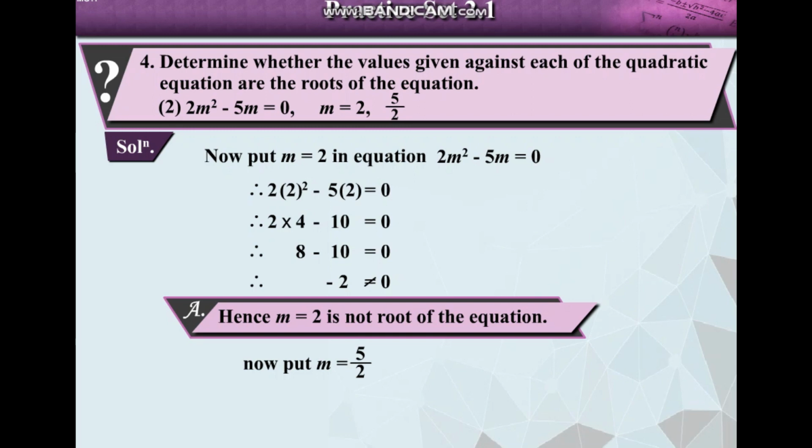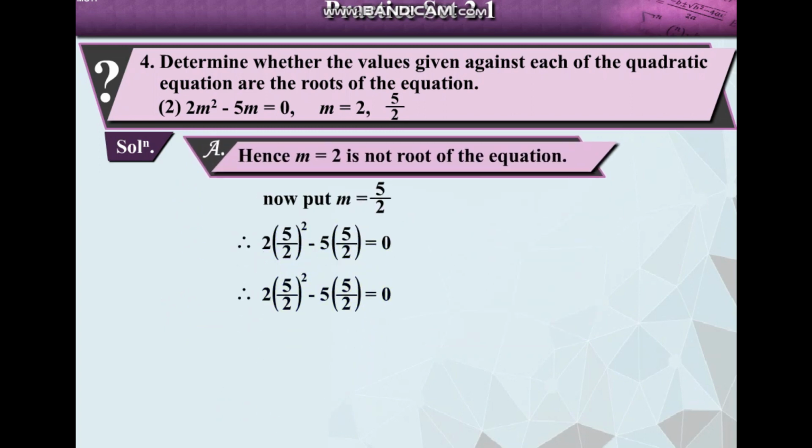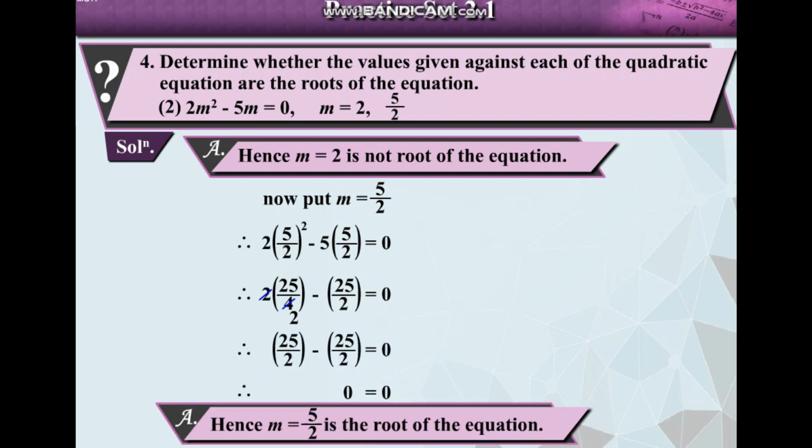Now put m is equal to 5 upon 2. Therefore, 2 multiplied by (5 upon 2) the whole square minus 5 multiplied by 5 upon 2 is equal to 0. Therefore, 2 multiplied by 25 upon 4 minus 25 upon 2 is equal to 0. Therefore, 25 upon 2 minus 25 upon 2 is equal to 0. Therefore, 0 is equal to 0. Hence, m is equal to 5 upon 2 is a root of the equation.